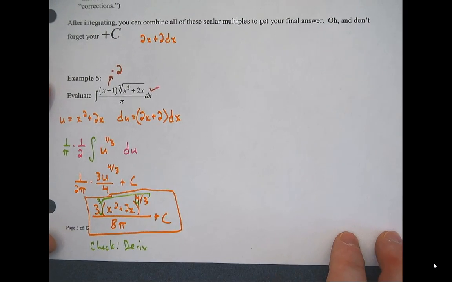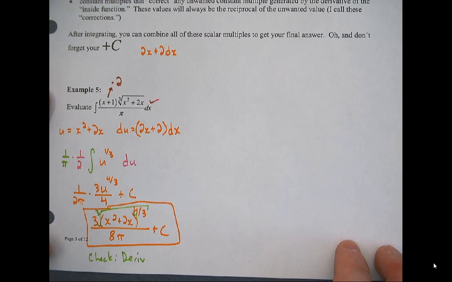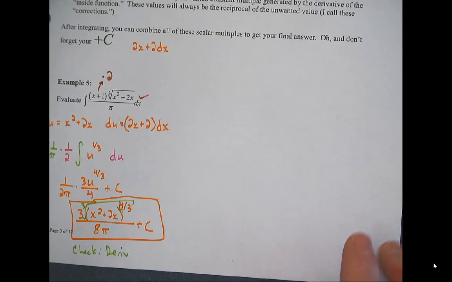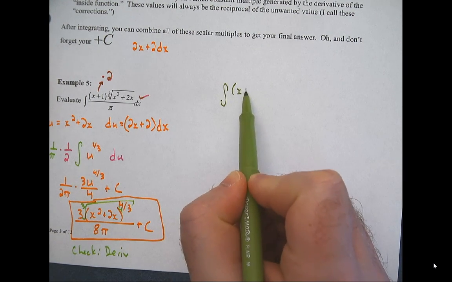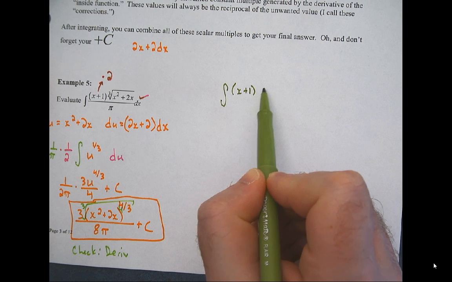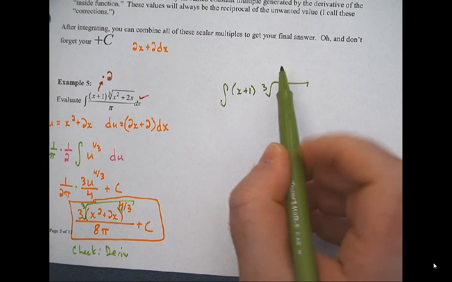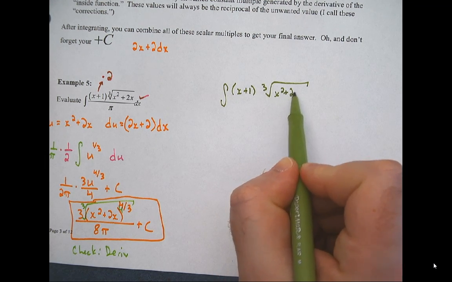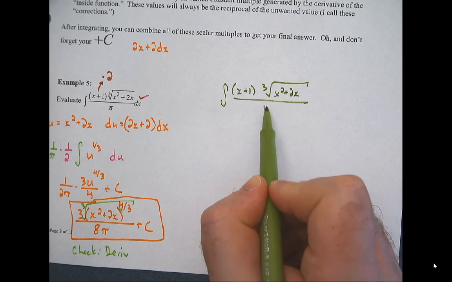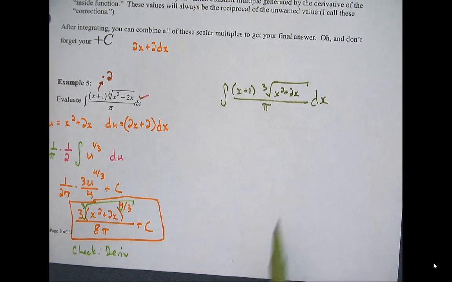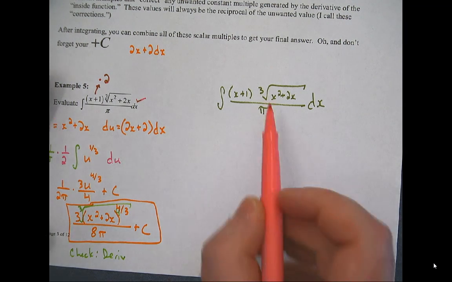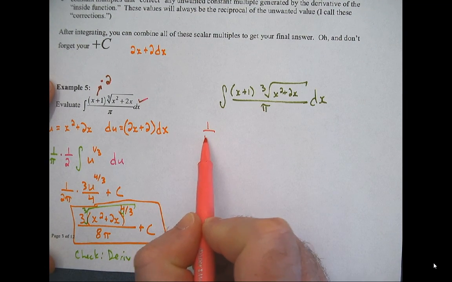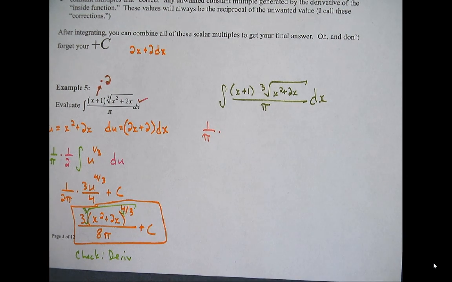All right, let's try this with pattern recognition. So he starts off by writing down the problem again. So the integral of x plus 1 times the cube root of x squared plus 2x over pi dx. All right, so first move, any constants? Yes, we've got a constant of 1 over pi. So he takes out his riders, multiplied by.